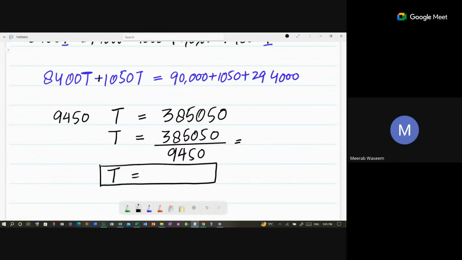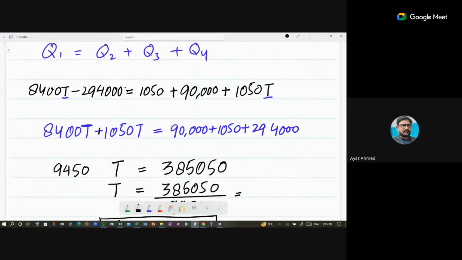Sir, 40.74. Oh my god, 40.74. Somewhere in the sign we did it the opposite. Okay, 29400. If I subtract this from here, I did this negative and that positive. From here, this negative. Something with signs has gone wrong, yaar.